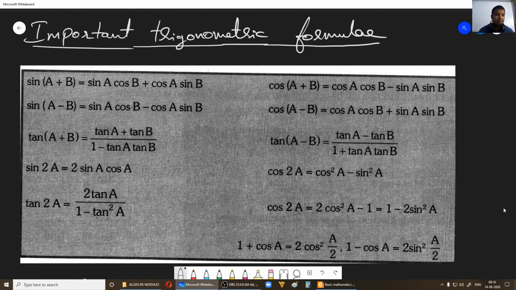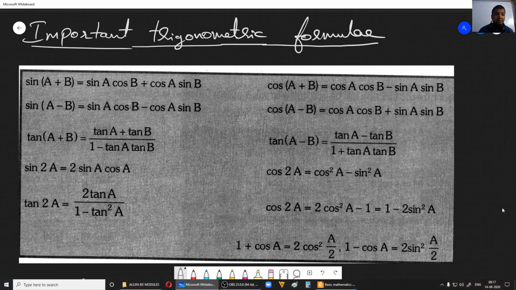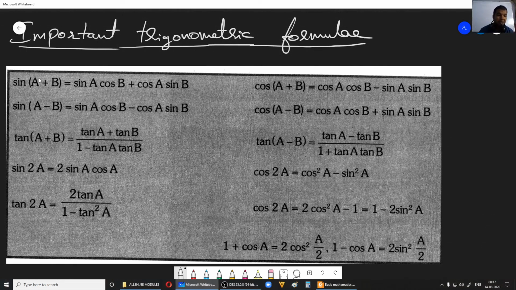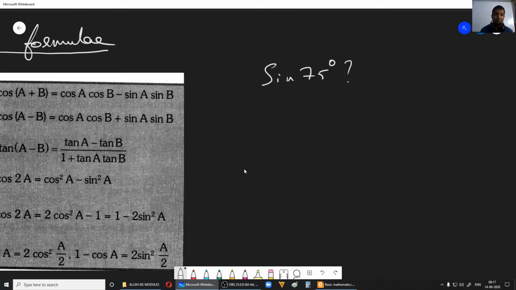Now let us try to verify one of these formulas. The rest you can try on your own. Now, sine of a plus b: here a plus b you must take as the argument, that must be taken as input. Let us try to understand what it means. It will help you in finding the values of sine 75, then sine 15 degrees, like that.